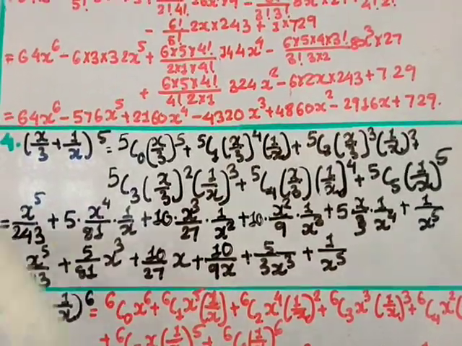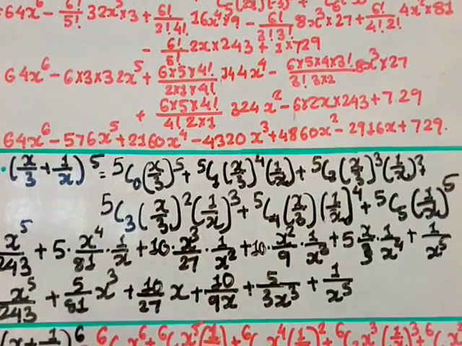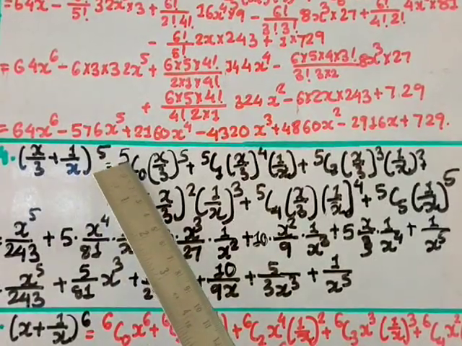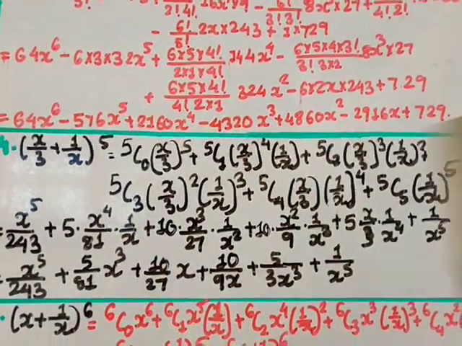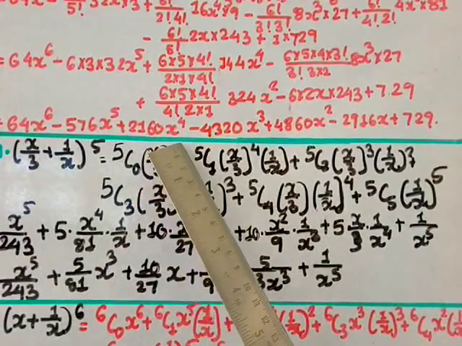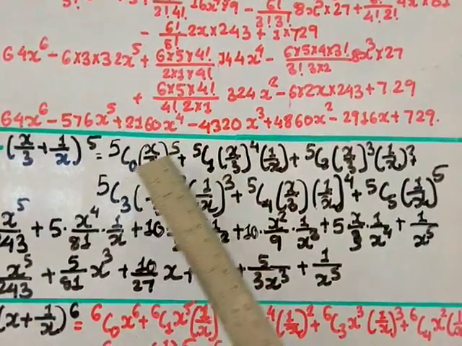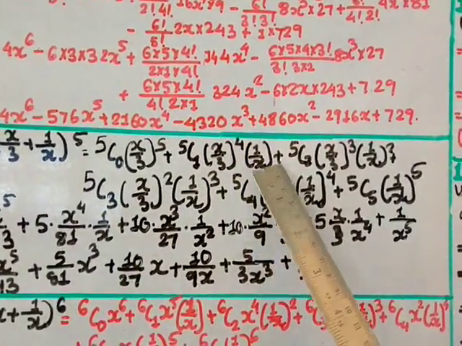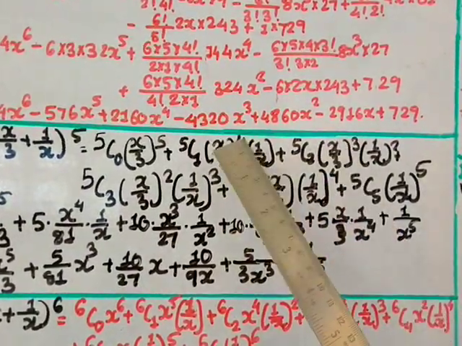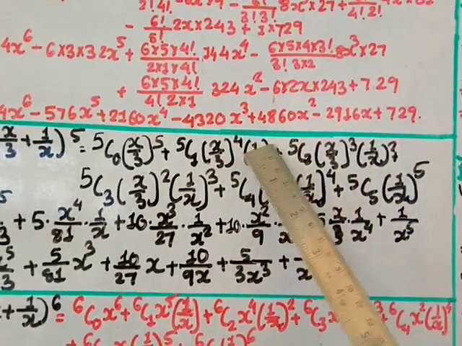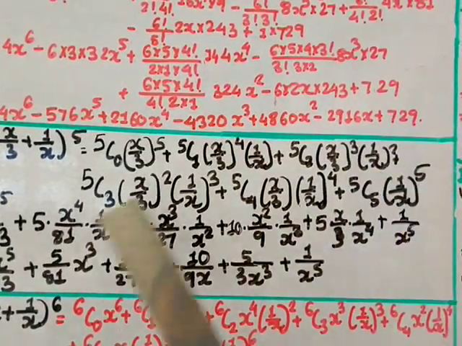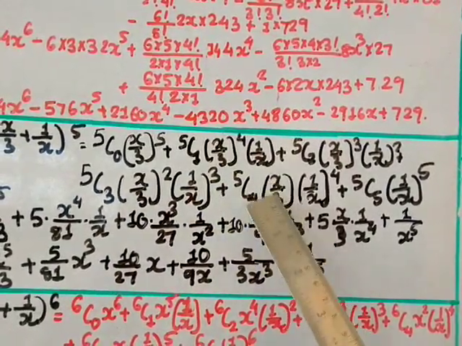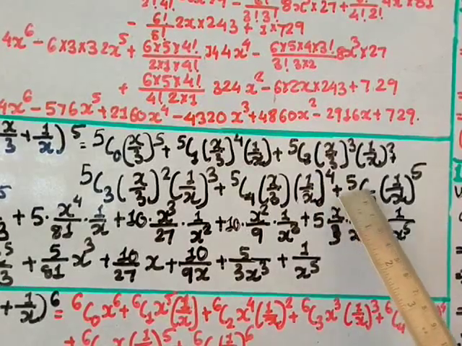Question number 4, (x/3 + 1/x)^5. Okay, here n is 5, so we know how to expand power 5. Okay, so start with 5C0, I am using binomial expansion. So 5C0 first term (x/3)^5, plus 5C1, the first term power will decrease by 1, so (x/3)^4, and this increases by 1, so 1/x, plus 5C2 (x/3)^3, and 1/x, here the power becomes 2, increasing by 2, plus 5C3 (x/3)^2 (1/x)^3, plus 5C4 (x/3)(1/x)^4, plus 5C5 (1/x)^5.